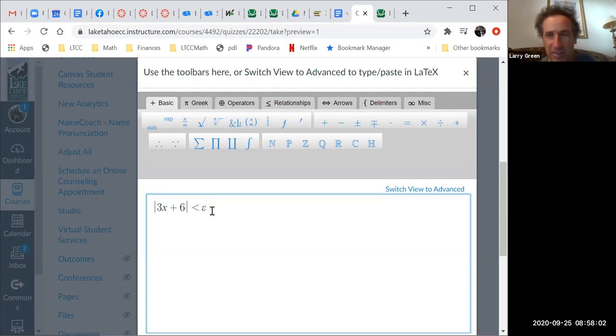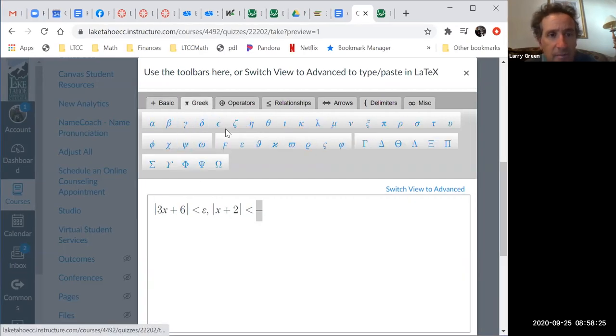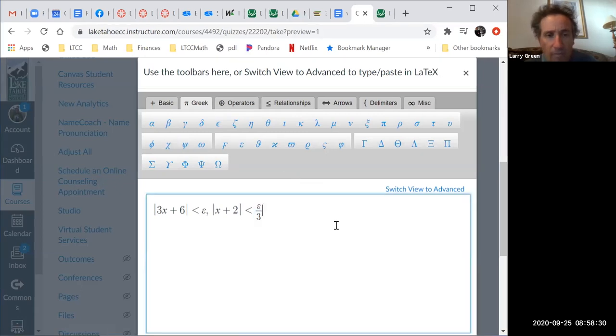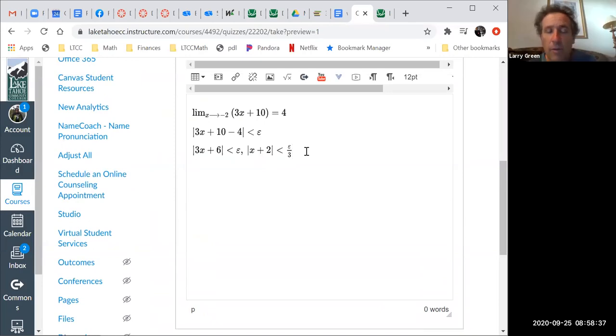We need x plus 2. So what do we do? Pretty simple. Pull the 3 out, or how about just divide by 3? So we can say the absolute value of x plus 2 is less than epsilon over 3. Any questions so far? No. Okay, so now that we have that, we're ready to start our proof.